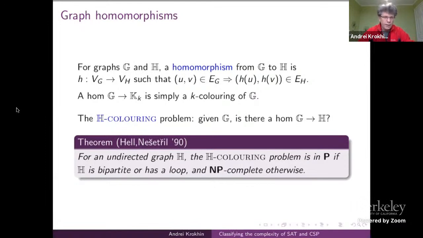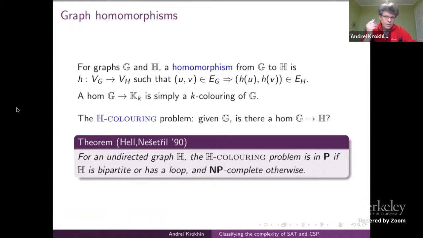So what happens if H is any graph? And this question was raised by many researchers. And eventually, Hell and Nešetřil resolved this and proved that for any undirected graph H, the H-coloring problem is solvable in polynomial time if H is bipartite or has a loop. Well, having a loop is a trivial case, of course. And in all other cases, it is NP-complete.